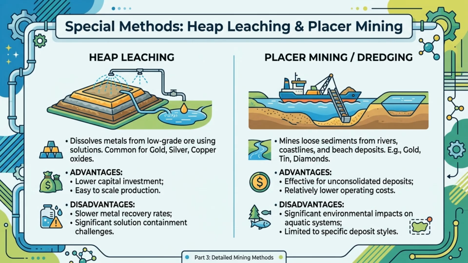This slide focuses on heap leaching and placer mining. Heap leaching is widely used to recover metals from low-grade ore, especially gold, silver, and copper oxides. It is attractive because it requires lower capital than a mill and can scale relatively easily, but recovery is slower and solution containment is critical. Placer mining and dredging target loose sediments in rivers, beaches, and coastal settings. These methods can be effective and relatively low cost for the right deposit types, especially gold, tin, and diamonds, but they also create significant environmental impacts and are limited to unconsolidated sediment-style deposits.